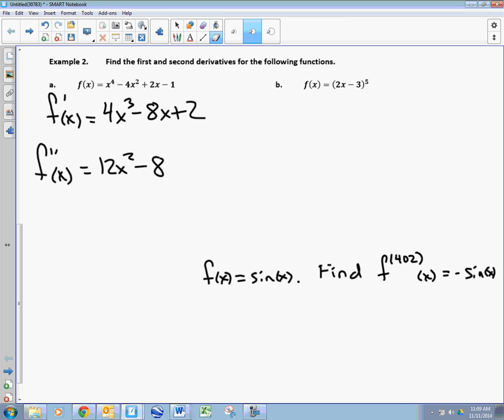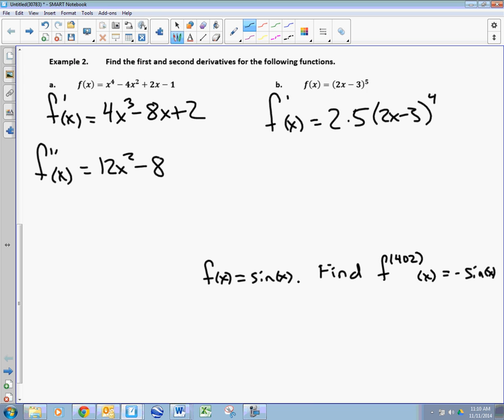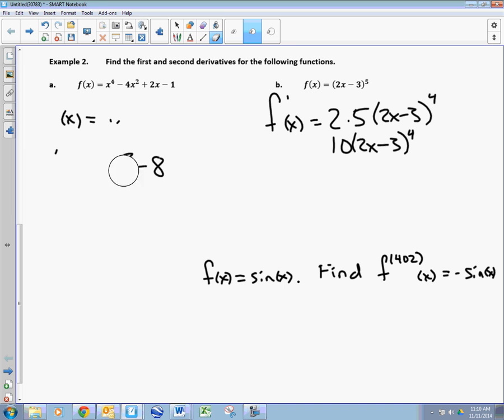What do you have to use to find the derivative for b? The chain rule. Just the chain rule. So derivative of the inside, 2, times derivative of the outside, 5u, which is 2x minus 3 to the fourth. So 10 times 2x minus 3 to the fourth. So we didn't set up the boxes. I hope you can all do it without the boxes. If you can't, and you feel more comfortable on the test, then go ahead and set up the boxes.